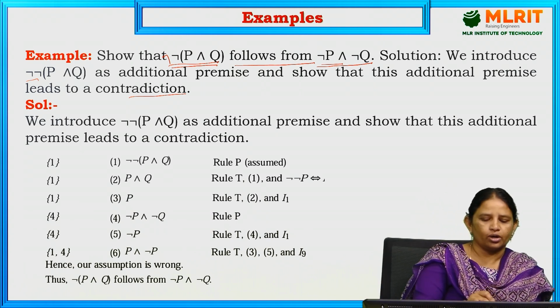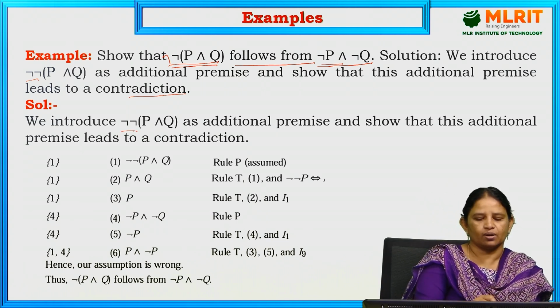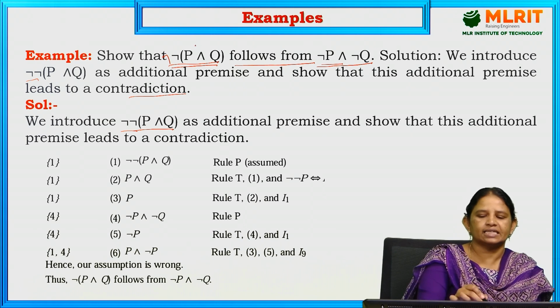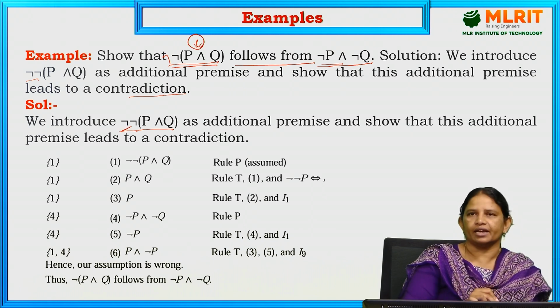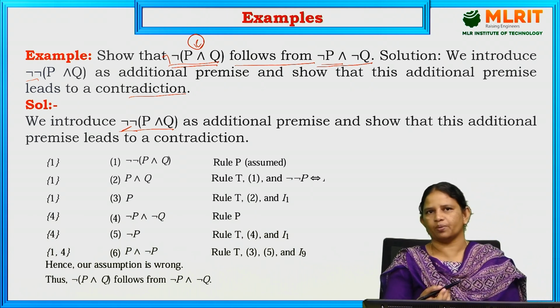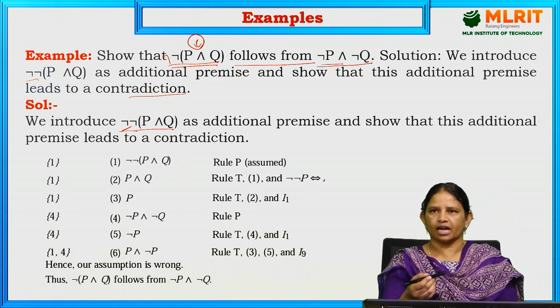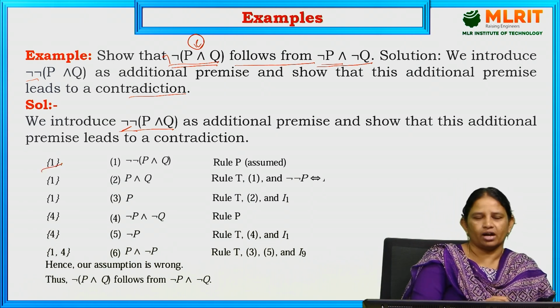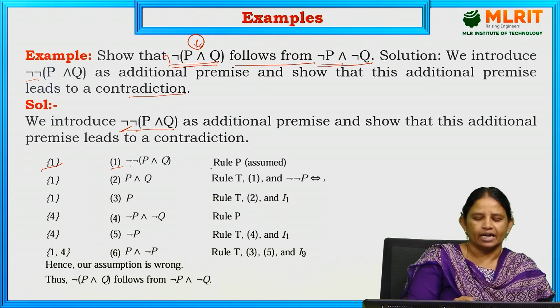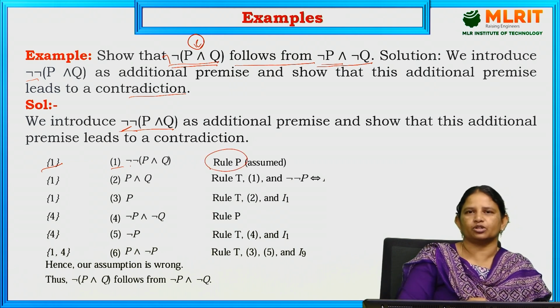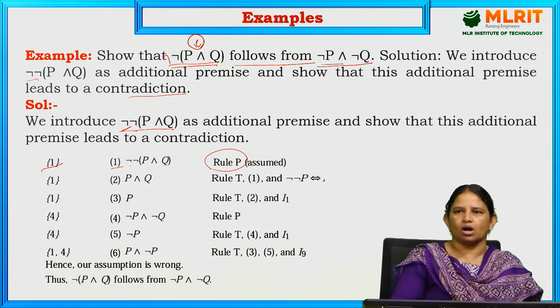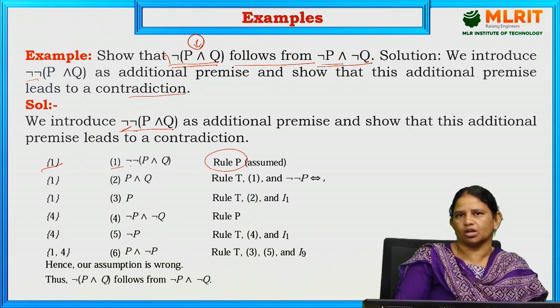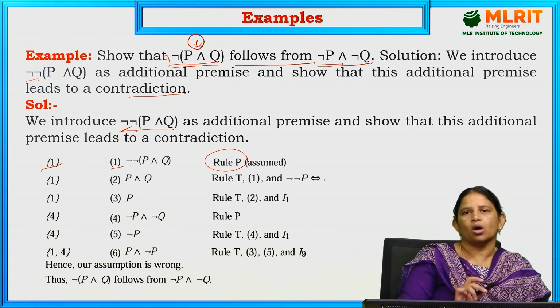So, what are we going to introduce? Negation (P and Q) is the conclusion. For this conclusion, we add the negation, which becomes the additional premise, and that additional premise can lead to the contradiction. Consider step number 1: negation of negation (P and Q). It is an assumed, additional premise, so we can call it rule P.